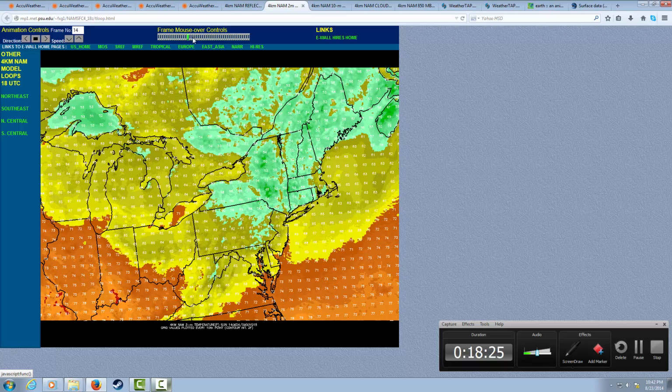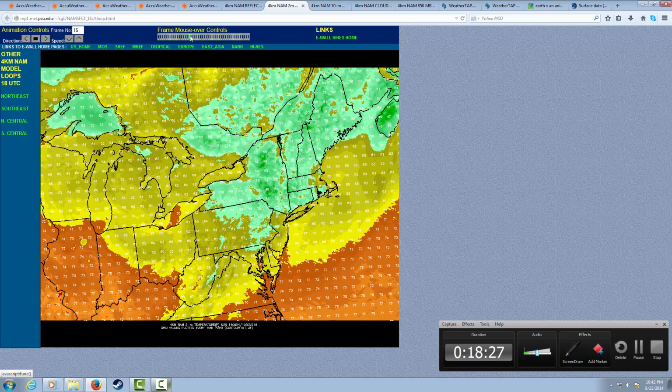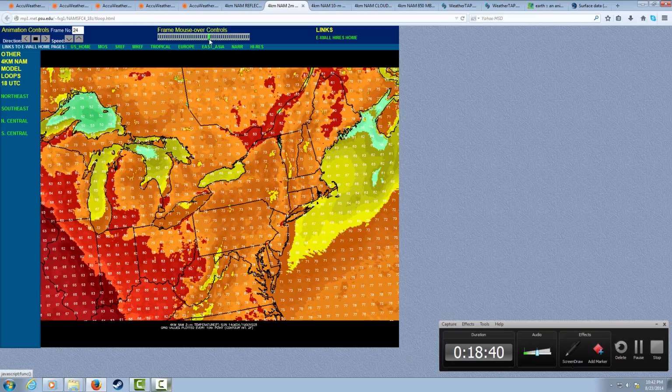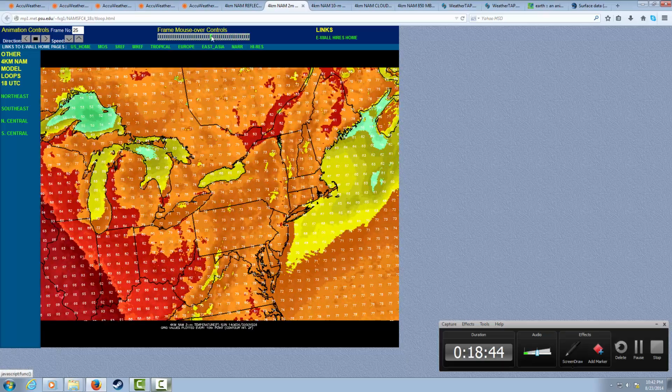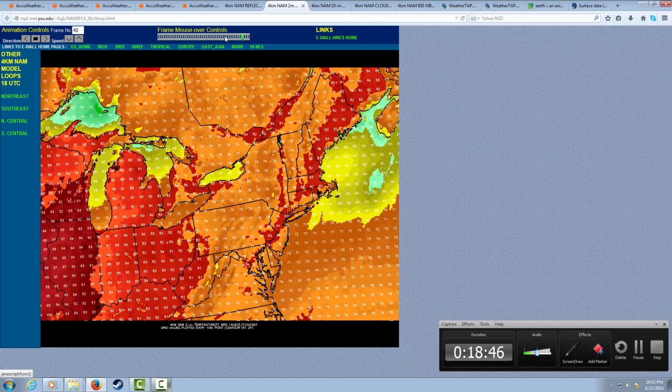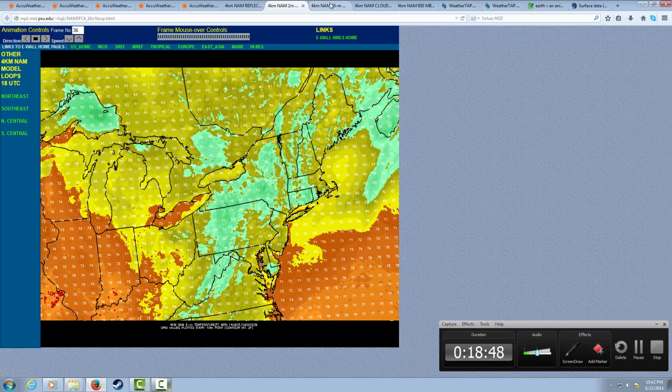Looks like generally lows in the 50s for most of the interior portions. Isolated mid to upper 40s in the mountains, in the Catskills and the Adirondacks. Low to mid 60s around the coastal regions of Long Island and New York City. And again, temperatures staying fairly moderate, seasonal.